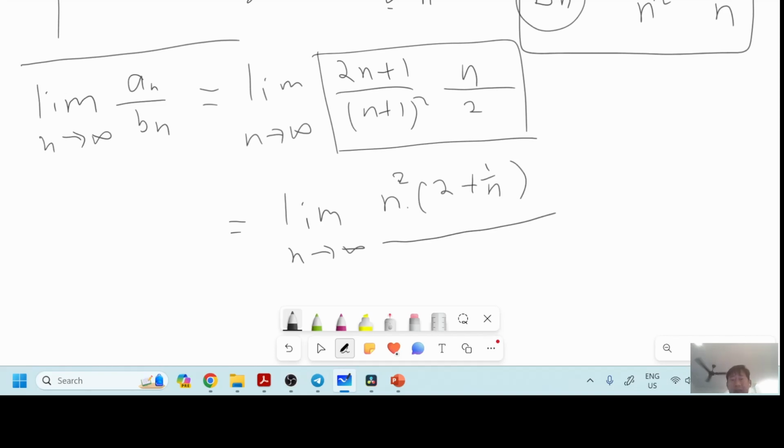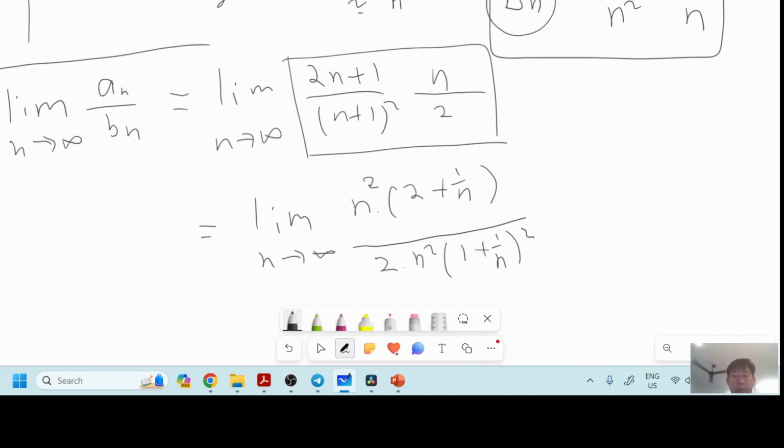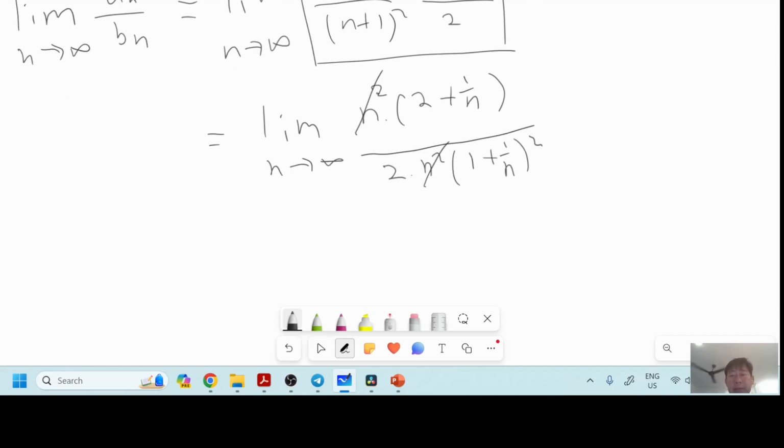In the denominator, I'll pull out the factor of n. I'll have n squared times 1 plus 1 over n, all squared. So the n squared in the numerator and the denominator get cancelled off, and the term of 1 over n will go to 0 when n gets very large. So we can drop these terms, and what is left at the end is just equal to 1.